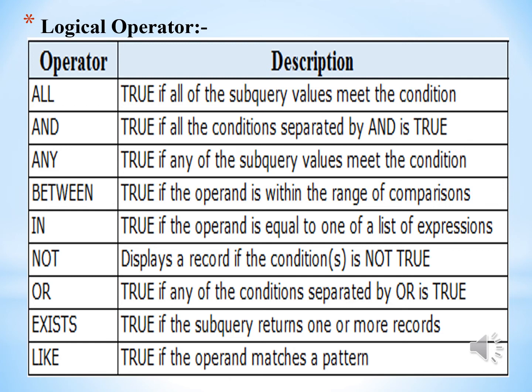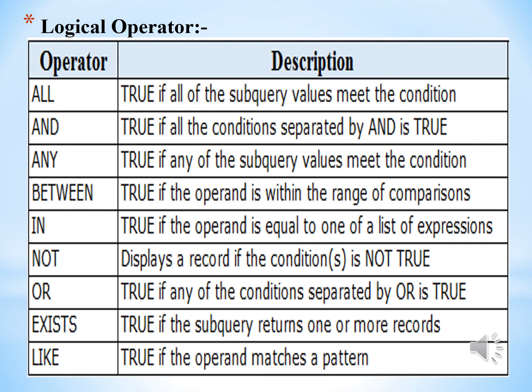First one, ALL: true if all of the subquery values meet the condition. Next is AND: if all the conditions separated by AND are true, then it is true. Then ANY: true if any of the subquery values meet the condition. Then BETWEEN: true if the operand is within the range of comparisons, that is when we use the BETWEEN operator.